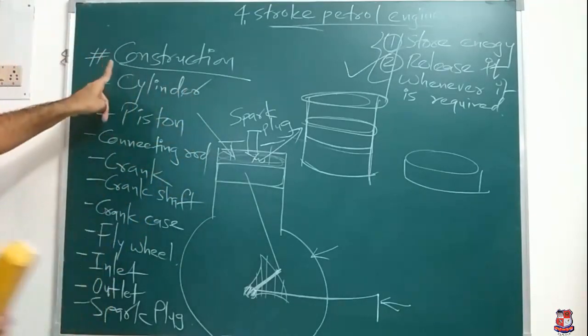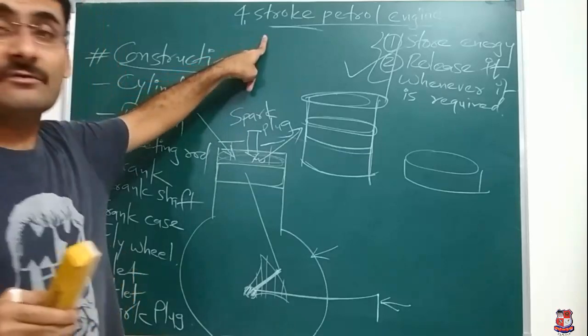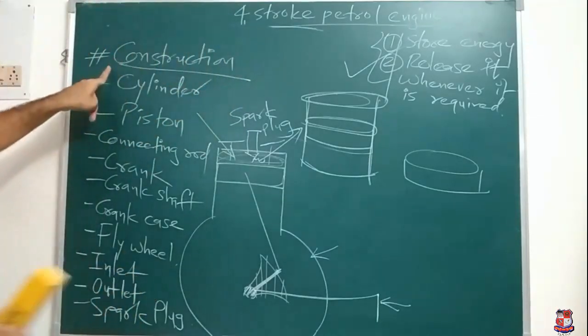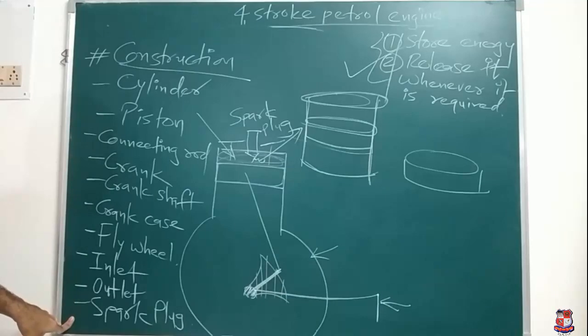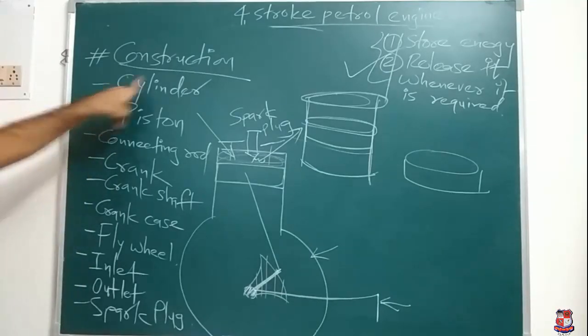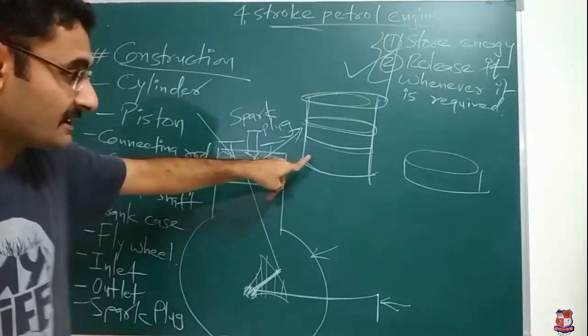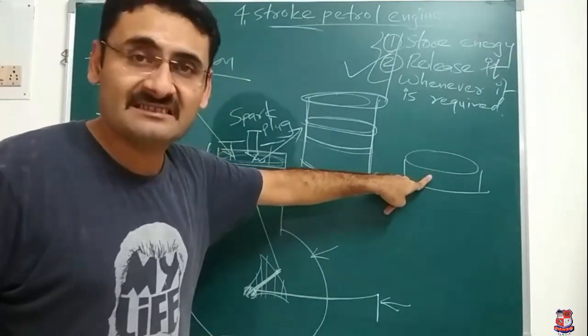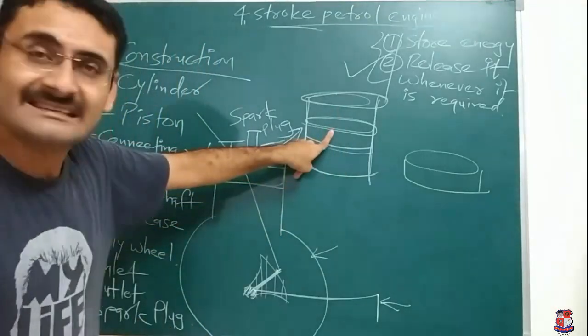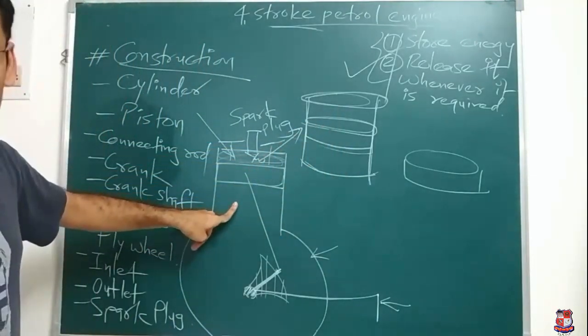Now, before starting the working principle of the four-stroke engine, it is necessary for you to understand the construction of a four-stroke engine or petrol engine. In construction, lots of devices are there. Important devices, which one? Cylinder. So it has one cylinder, which is a hollow shaft. Then it has one piston. Piston is a solid circular disc. After that, that piston is inserted inside of the cylinder. So its two-dimensional view will be like this.